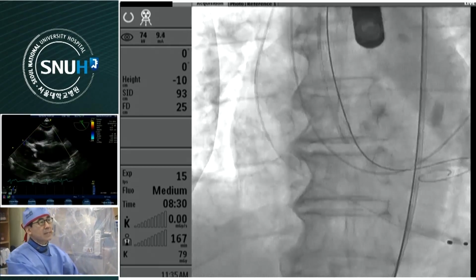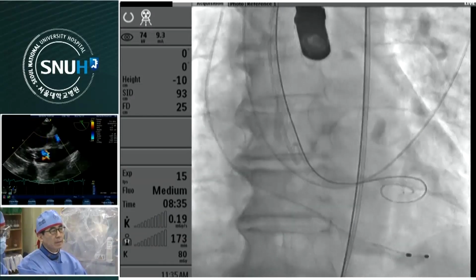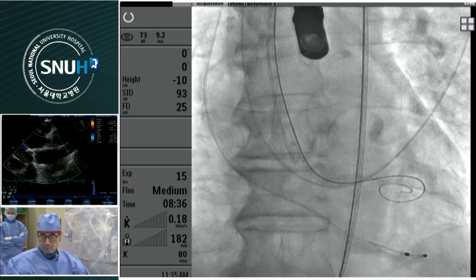Average life expectancy of Korean males is 78 years old. This patient's age is 74 years.